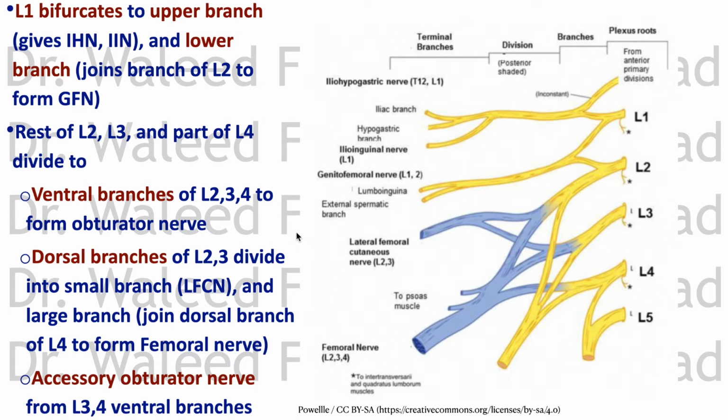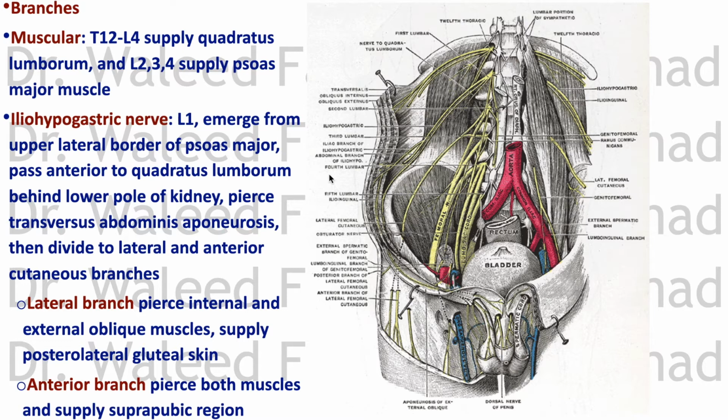So this is the arrangement of the lumbar plexus. The branches of the lumbar plexus: muscular branches, T12 through L4 to the quadratus lumborum muscle, and 2, 3 and 4 to the psoas major muscle, as we studied before. The iliohypogastric nerve, it's this nerve, see that? It goes laterally on the quadratus lumborum muscle behind the lower pole of the right kidney and the left kidney as well, pierces the transversus abdominis aponeurosis and lies between the internal oblique and transversus abdominis.